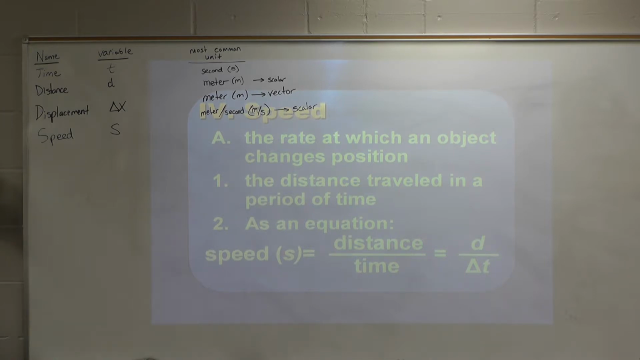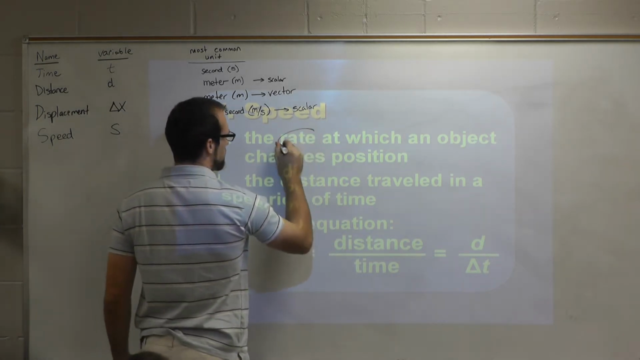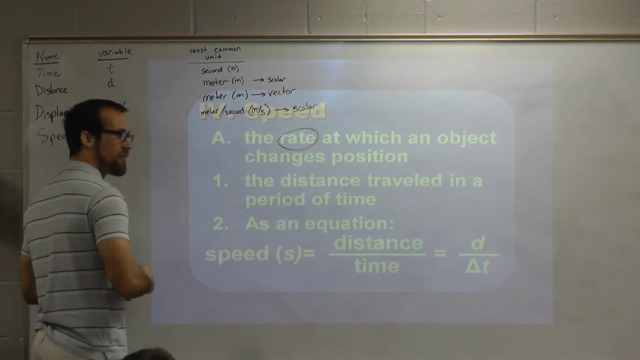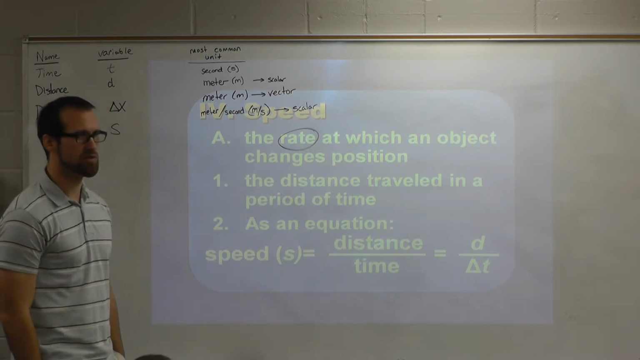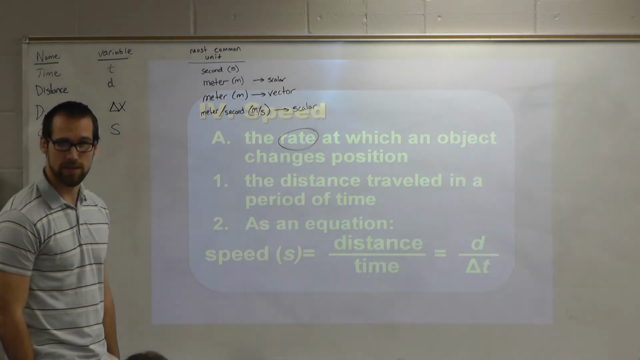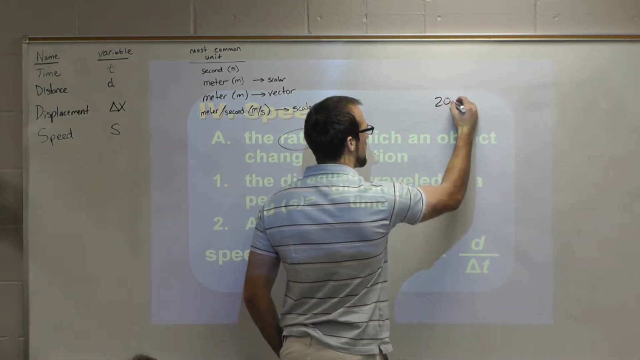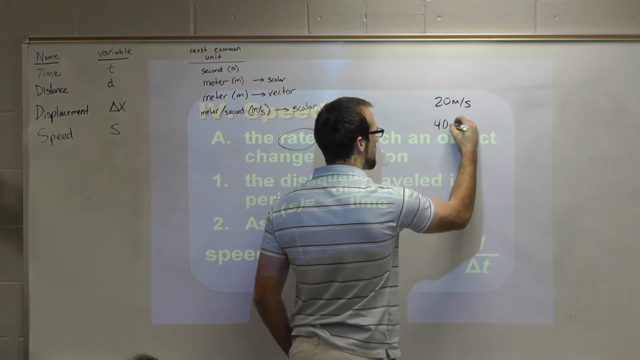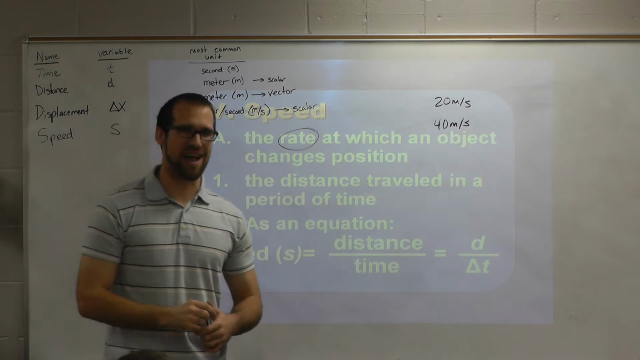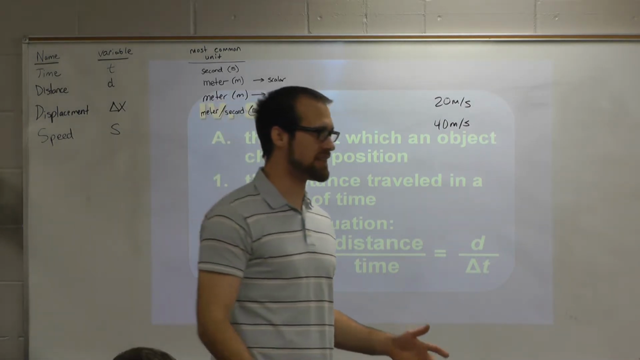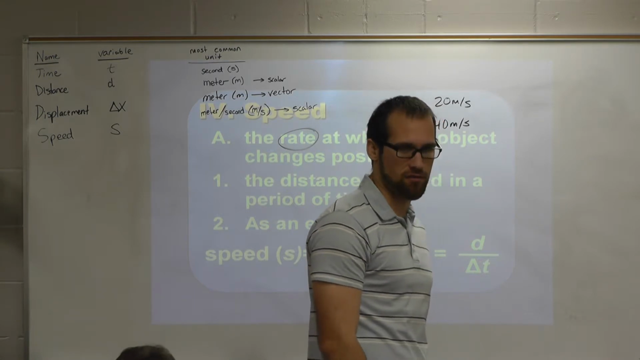Okay, so it says, anybody know what rate means? What does rate mean? How fast? Okay, so speed is how fast you change positions. That makes sense, right? So if I change positions at 20 meters per second versus 40 meters per second, the 40 meters per second means I covered more distance or displacement or position in a smaller time interval.